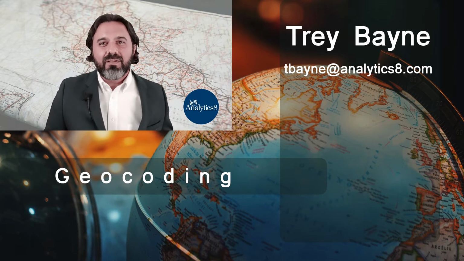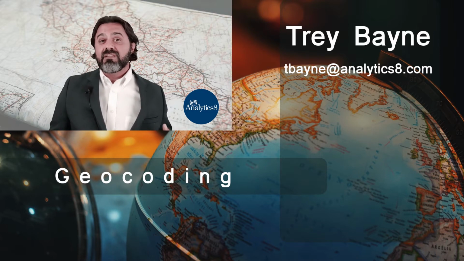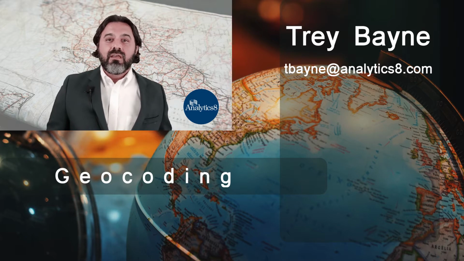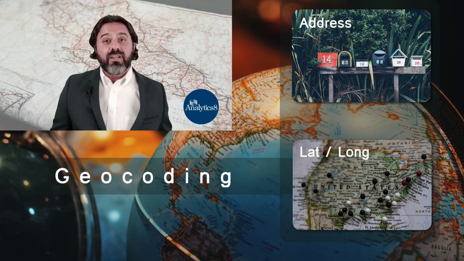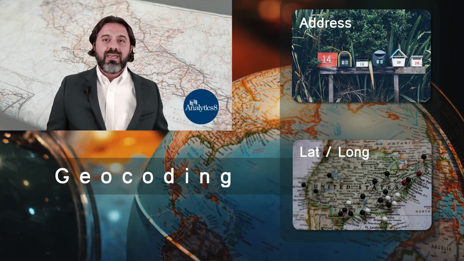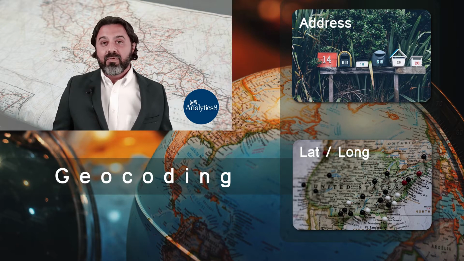A recent groundswell in geospatial questions has led me to create a series of videos around some basic geospatial questions. In this video, we'll discuss geocoding. Geocoding is the process of taking a street address and converting it to lat-long coordinates. This is necessary in most tools to plot points on a geographical map.